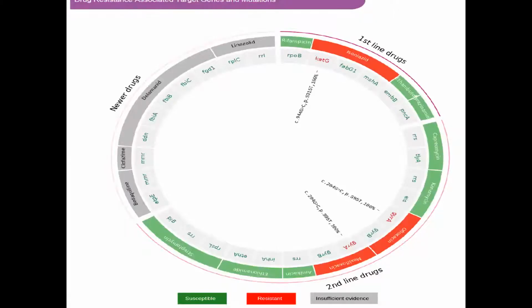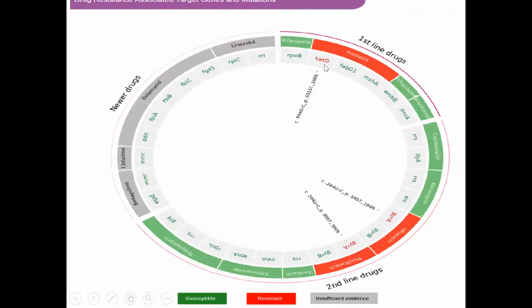Now this was the whole genome sequencing result of this particular patient's pleural fluid sample. Isoniazid was resistant, the red zone. Ofloxacin and moxifloxacin both were resistant. Isoniazid was resistant by katG gene mutation.